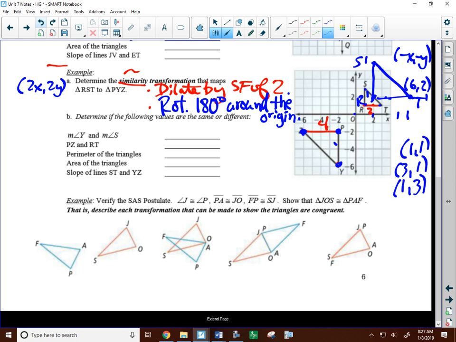Okay, let's answer some questions about this. So in a similarity transformation, Y and X, so basically are the angles congruent? Y and S, are those going to be congruent? Yeah, they'll be the same. Just remember, in similar figures, the angles are congruent. The next one, though, PZ and RT, the lengths, are certainly not.